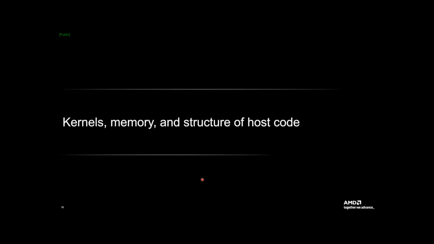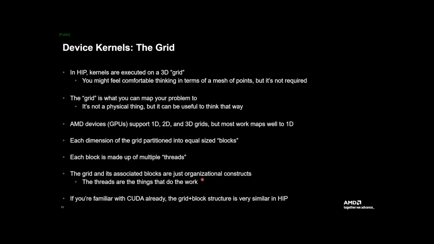Now, kernels, memory structure, and code. In HIP and CUDA, as maybe you know, kernels are executed on a 3D grid. You might think of it as a mesh of points, right? It's not required, but it's easy to think like that. The grid is what you map your problem to. It's not a physical thing, but it can be useful to think that way. AMD GPUs support 1D, 2D, and 3D grids, but most work maps well to 1D. It depends on your problem and how you want to organize it.